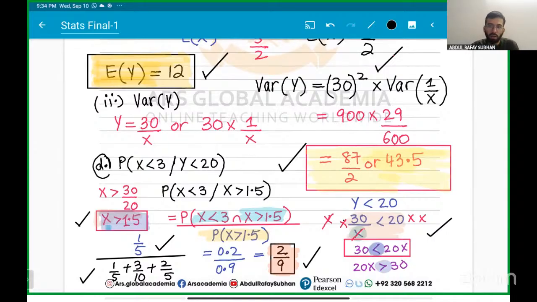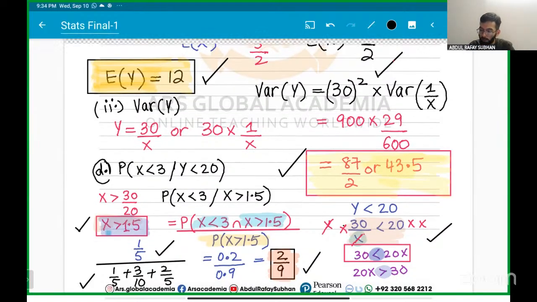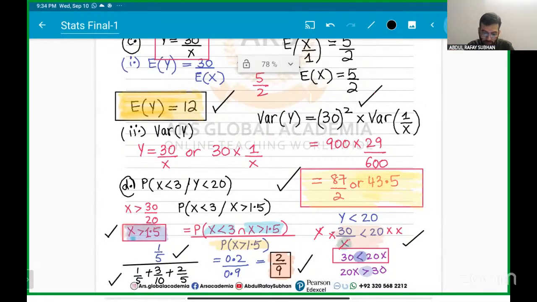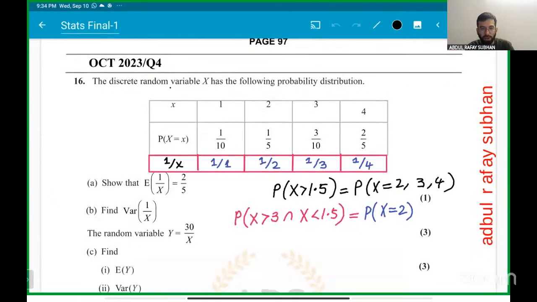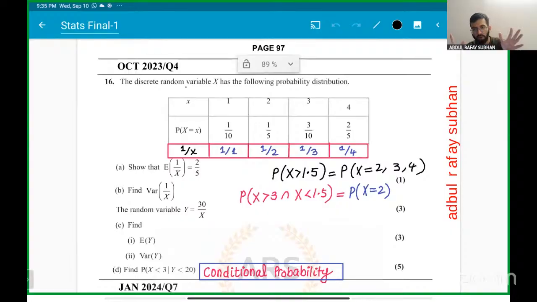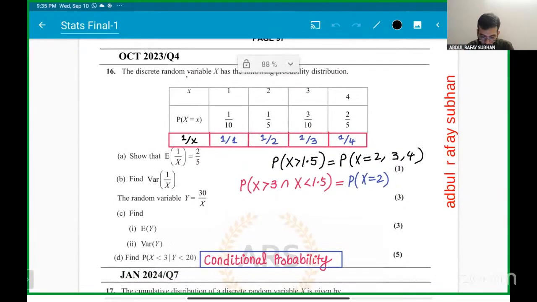Is everyone clear? Understood, students? Got it? Following? So with this, we have completed the October 2023 question as well, and the complete 2023 series of discrete random variable. I've done all three different types of questions.